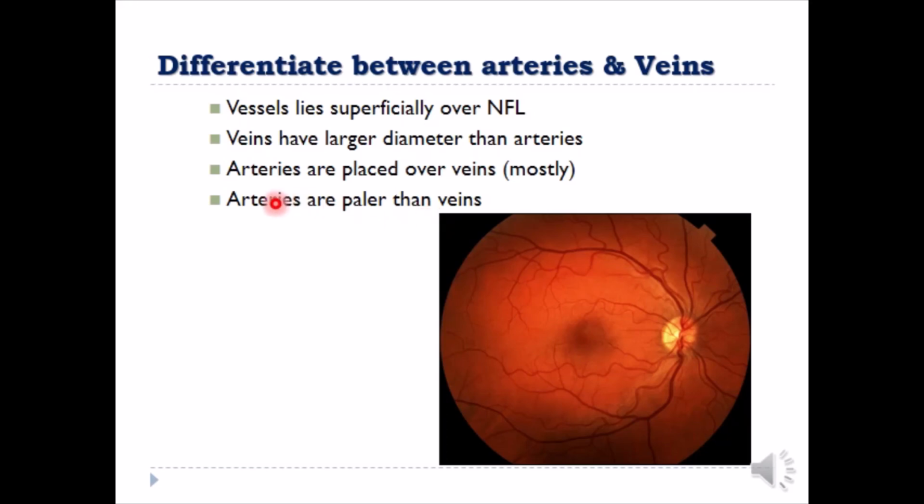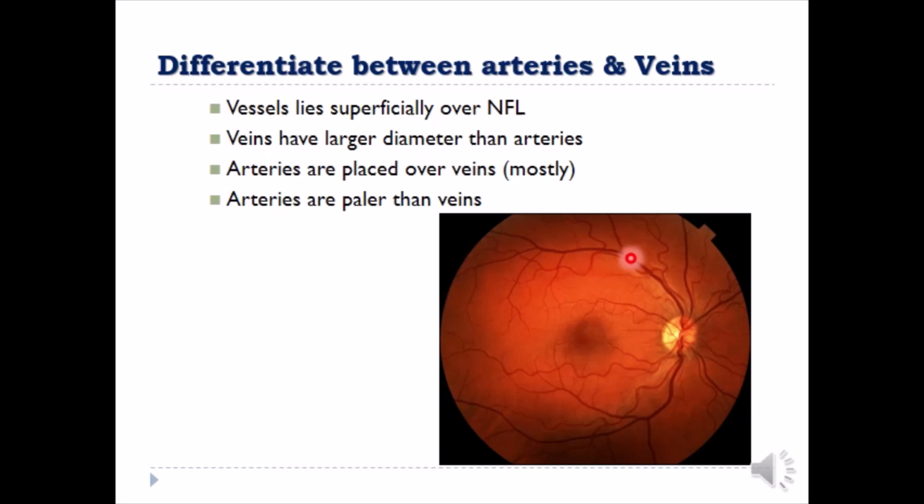The third differentiating feature is that arteries are paler than veins. You can see that veins are darker in color. That means the blood inside is much darker in veins compared to arteries. Why? Because arteries have oxygenated blood, pure blood that has oxygen. That is why it appears light red. And veins have deoxygenated blood, or impure blood. That is why it appears darker.